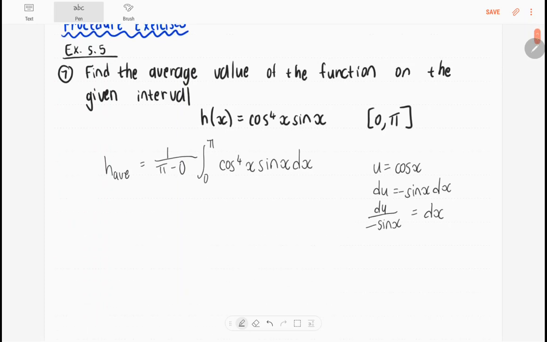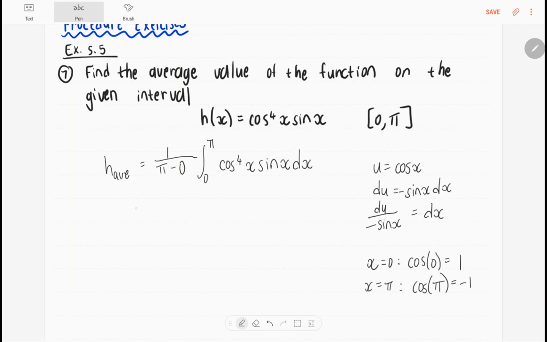So when x is 0, then we have cos of 0, which is 1. When x is pi, then we have cos of pi, which is minus 1. All right. So now I'm going to substitute this back into my integral.